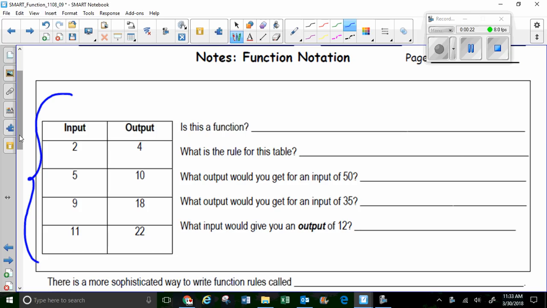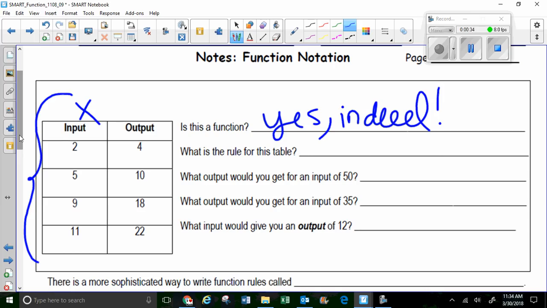Welcome back. Is this a function? It is indeed a function because none of the x values repeat, which are my inputs. What is the rule for this table? We are multiplying by 2. So how we would write that formally is y equals 2 times x.